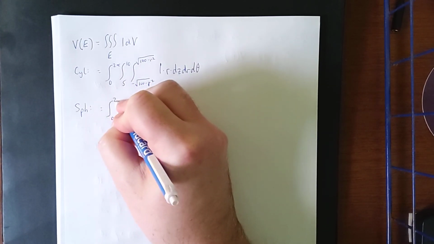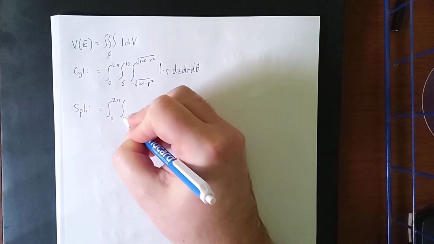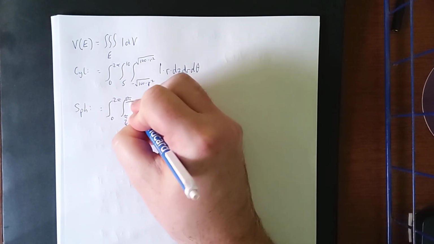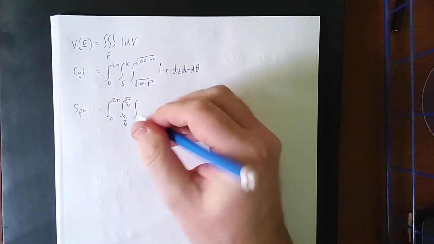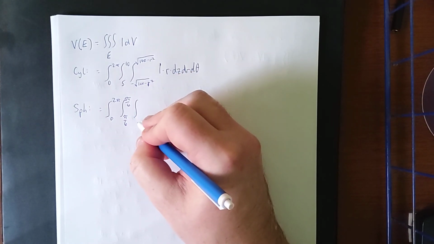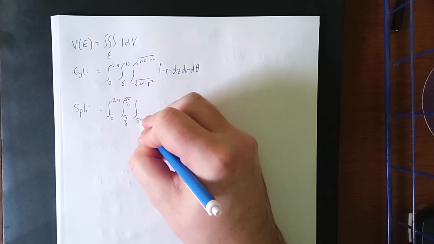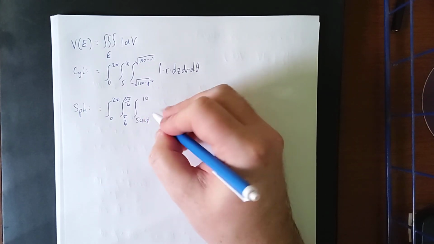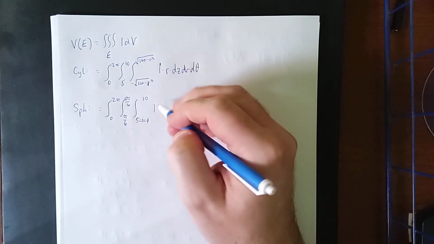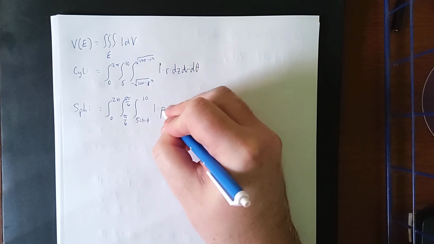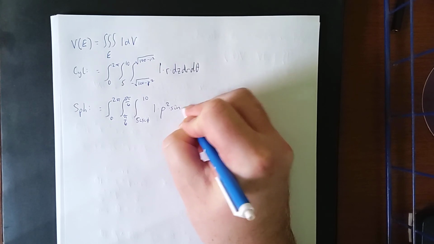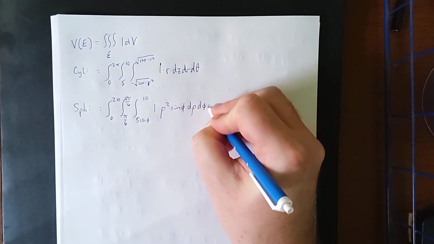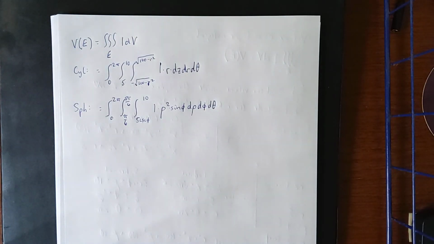In spherical coordinates, this would be the integral from 0 to 2 pi, integral from pi over 6 to 5 pi over 6, that was for phi. And then the integral for rho, we said was going to be 5 times the cosecant of phi up to 10 of 1 times dV, which is going to be rho squared times the sine of phi times d rho, d phi, d theta.